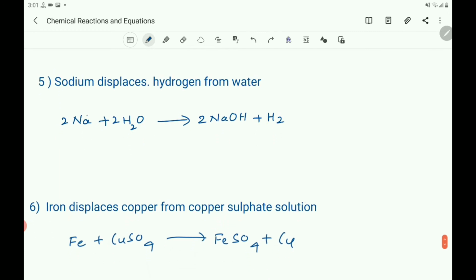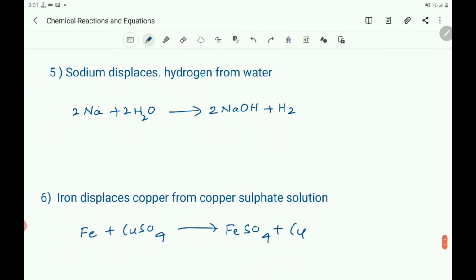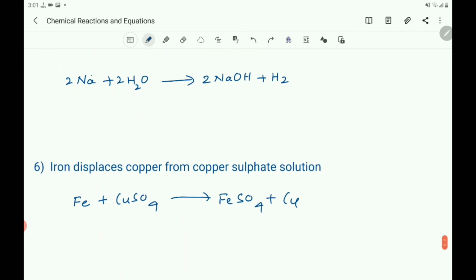Next example is iron displaces copper from copper sulfate solution. Here iron is more reactive than copper, so it displaces copper from its solution. The reaction is Fe reacts with CuSO4 to give FeSO4 plus Cu. This is a balanced chemical equation.